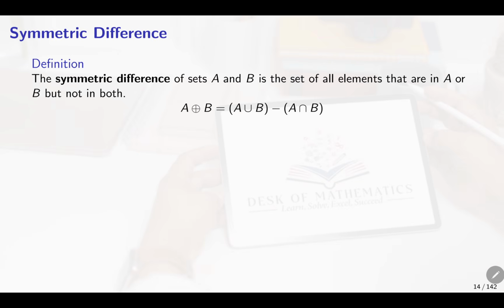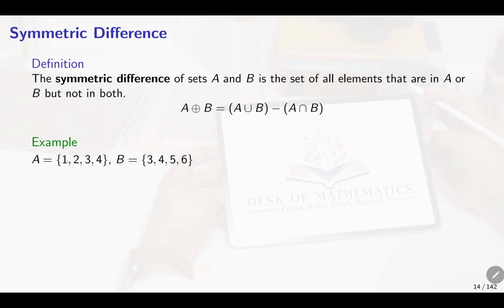Now the symmetric difference. If you have two sets A and B, you define one operation this way called the symmetric difference. This symmetric difference is the set of all the elements that are in A or B but not in both. But not in both, what does it mean? You are actually excluding the intersection.